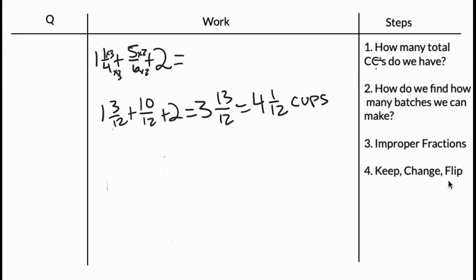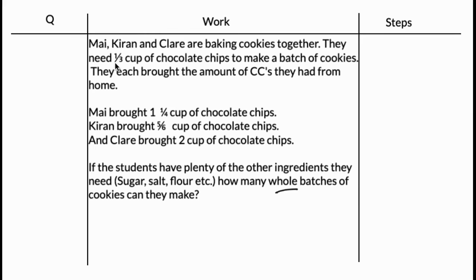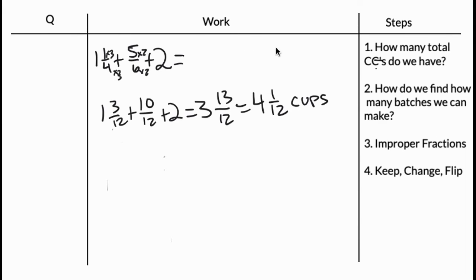So how do we find out how many batches that we can make? We know that there's 1/3 of a cup of chocolate chips in one batch. And remember, when we know that we have a total amount and we are cutting it up into equal parts, we know it's division. So we have 4 and 1/12 cups here. Sorry, I misspoke, it's 4 and 1/12. 4 and 1/12 cups, and we are dividing that by 1/3.